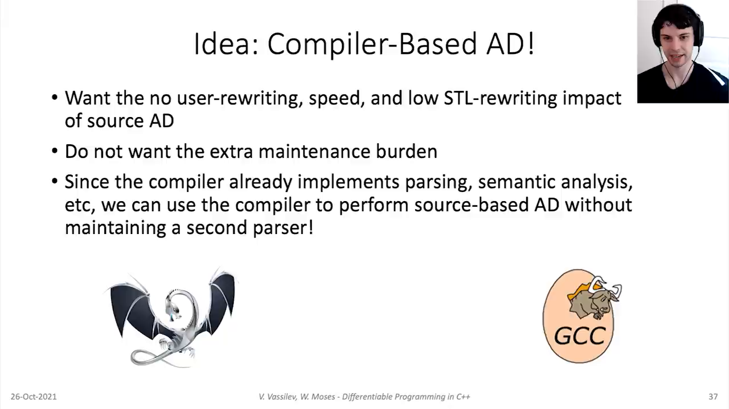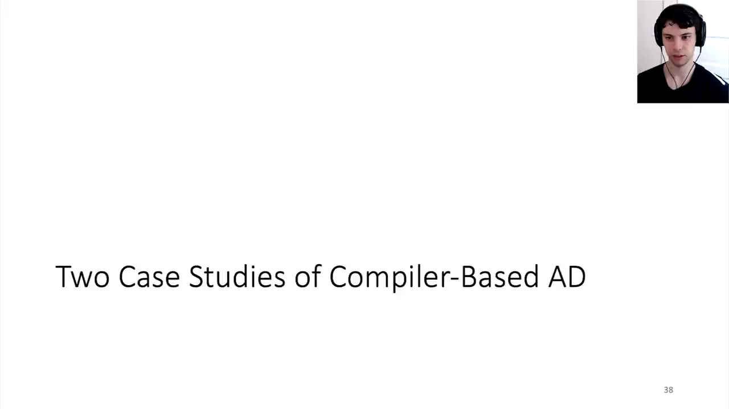From here, I'm going to talk about two case studies we've done of introducing automatic differentiation into the compiler itself and the implications thereof, and how we can use this as a stepping off point going forward for introducing this into a more standardized version in C++.